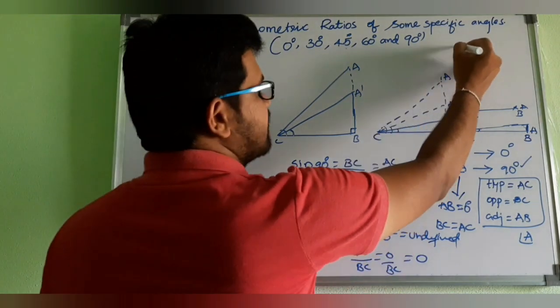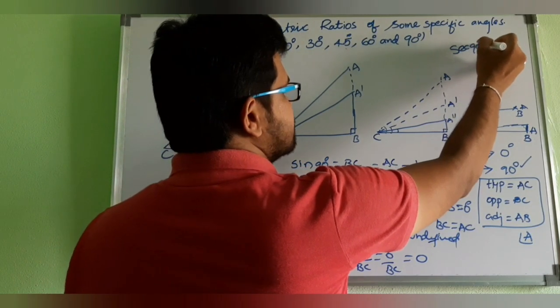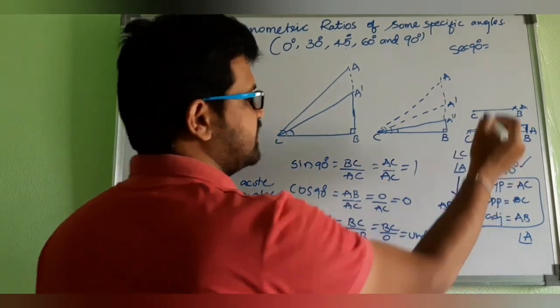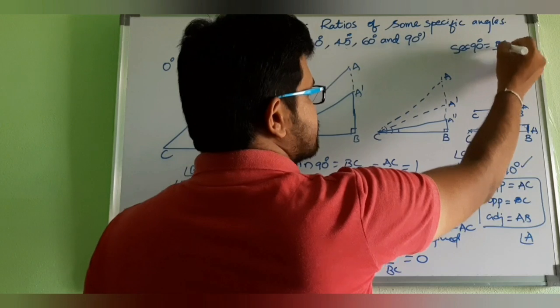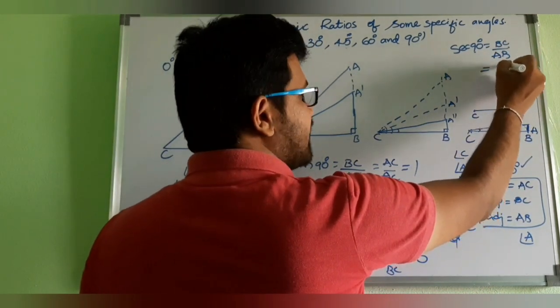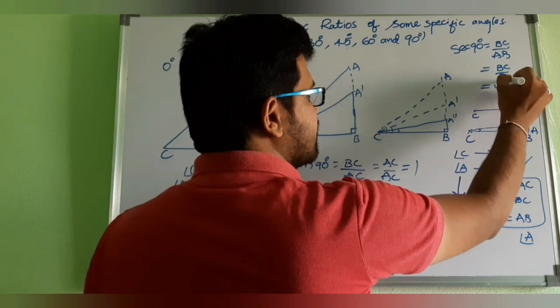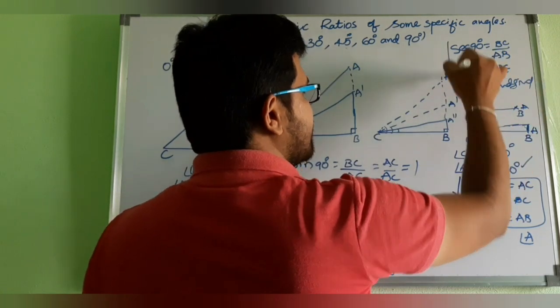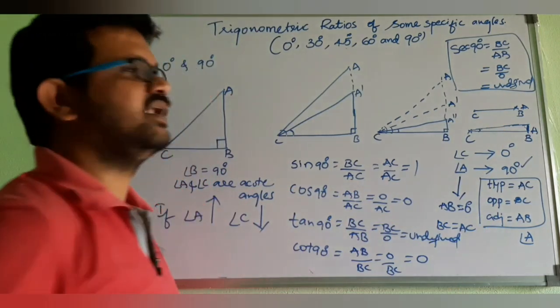Similarly, here I am writing secant 90 degrees. Hypotenuse. Hypotenuse is BC by adjacent AB. So BC by 0, that is undefined. Okay, undefined. Secant 90 degrees is undefined.